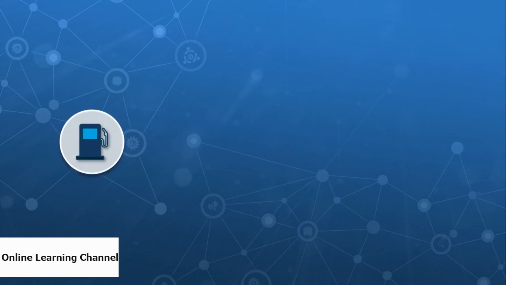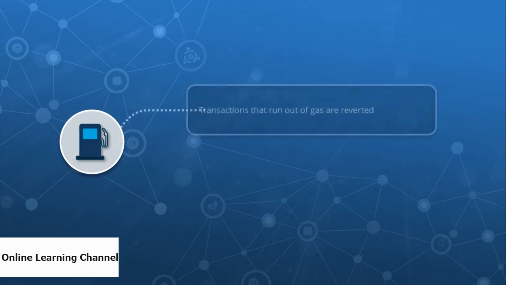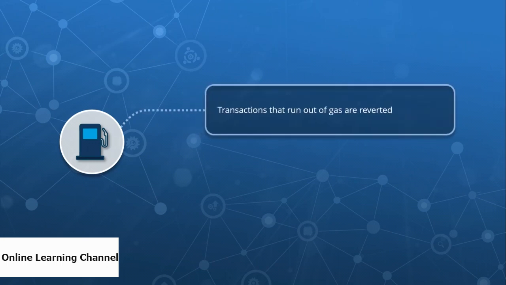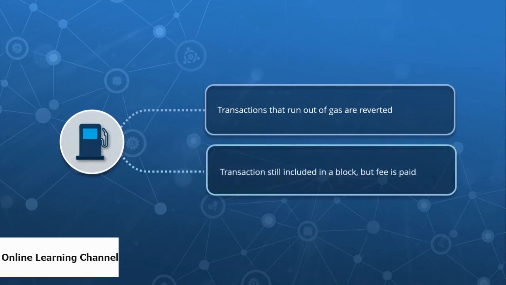So the question to ask at this point is, what if there is not enough gas supplied to a transaction? Can it run out of gas? And the answer is yes. Transactions which do run out of gas are reverted. However, the originator of the transaction must still pay the transaction fee for the work which was done to process the transaction until the point it ran out of gas.